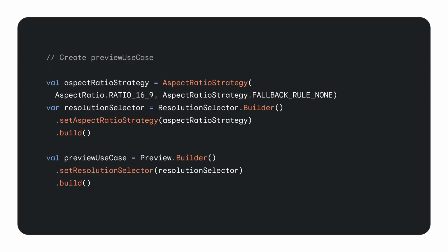First, let's create the preview use case. We'll set our aspect ratio strategy to be a 16:9 ratio. CameraX also supports a 4:3 ratio. Then, we create a resolution selector and set the aspect ratio strategy. There are other options we could set, like whether to prioritize capture rate or resolution. We'll use the default and prioritize capture rate for a smooth-looking preview. Then, we create the preview use case using a builder, like so.